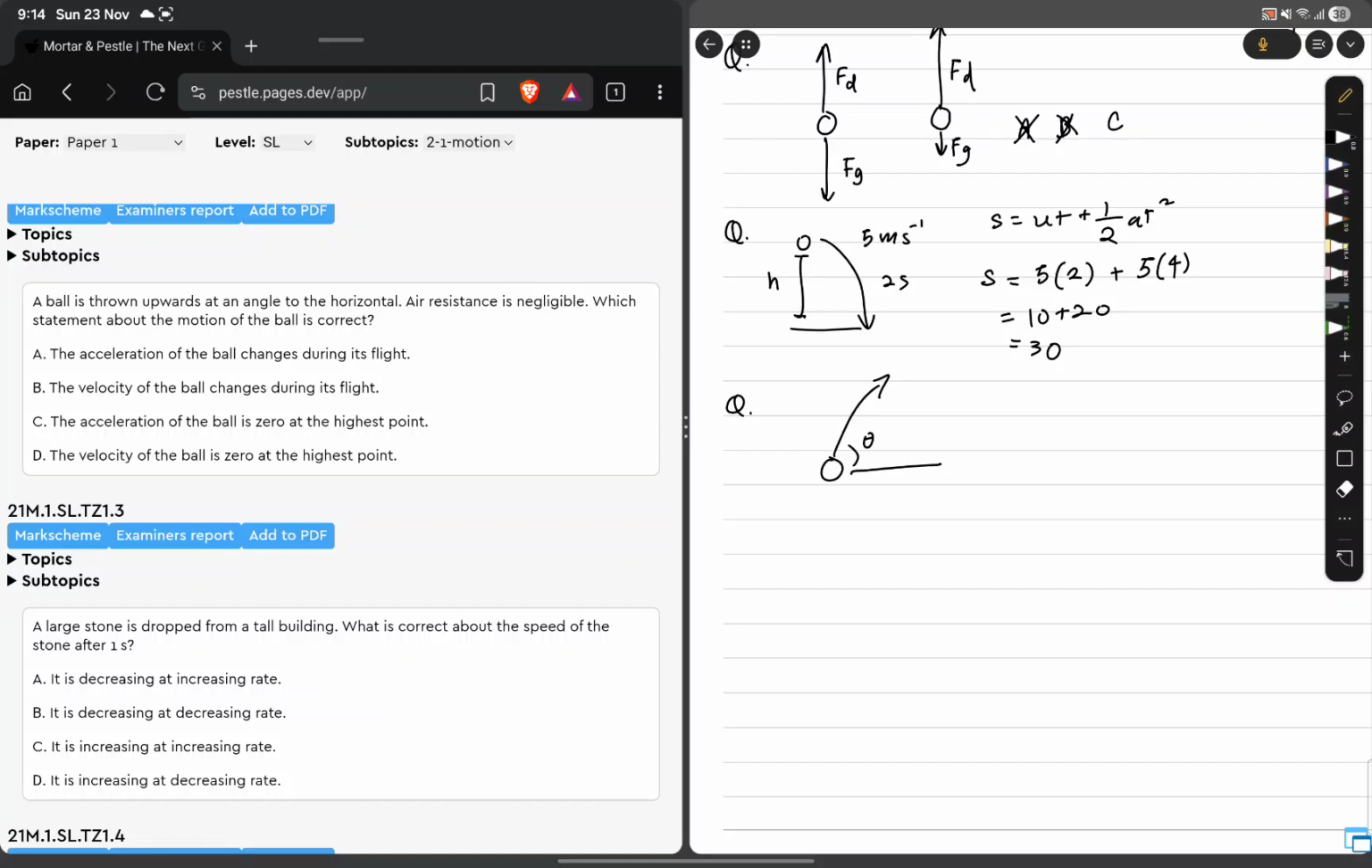Say the acceleration of the ball is 0 at the highest point. No, that's not true. It's always gravity. The acceleration is always gravity downward, even at the top. And the velocity of the ball is 0 at the highest point. Well, no. Only the vertical component is 0. The horizontal component of the velocity at the top still remains. That's why the velocity of the ball isn't 0. So the correct answer is B.